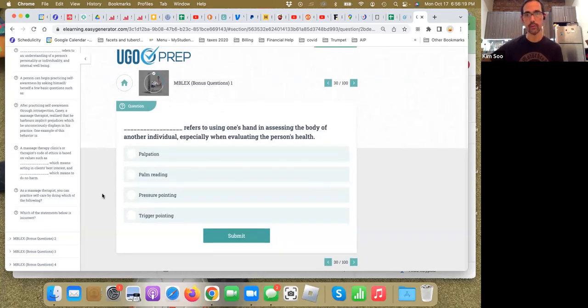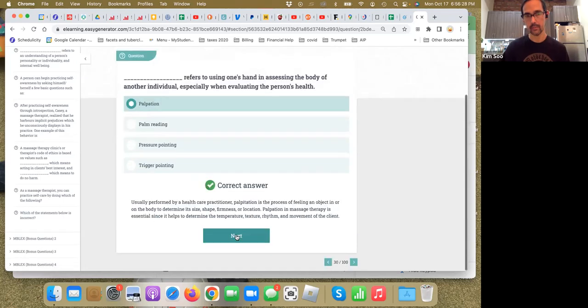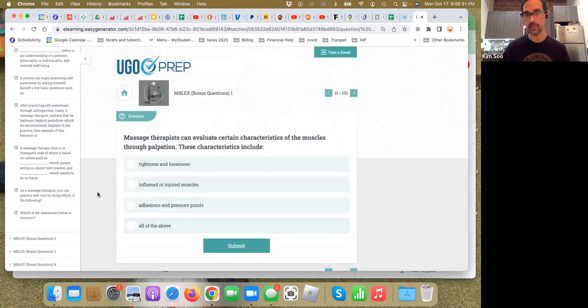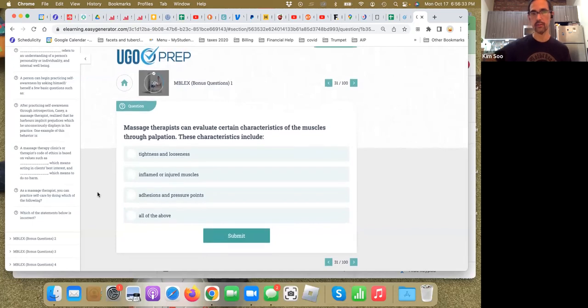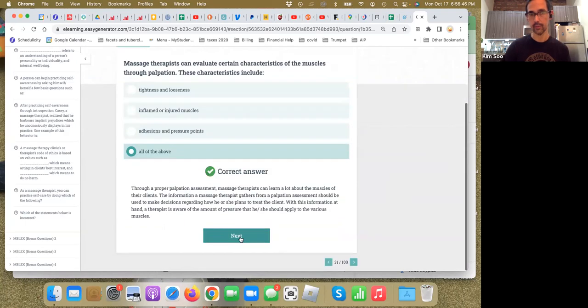Which one of the following refers to using one's hand in assessing the body of another individual, especially when evaluating the person's health? That would be palpation. A massage therapist can evaluate certain characteristics of the muscles through palpation. These characteristics include tightness and looseness, inflamed or injured muscles, adhesions, pressure points, or all of the above. I would say the answer is all of the above.